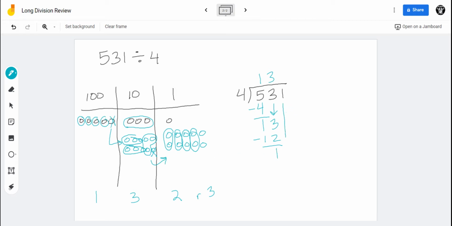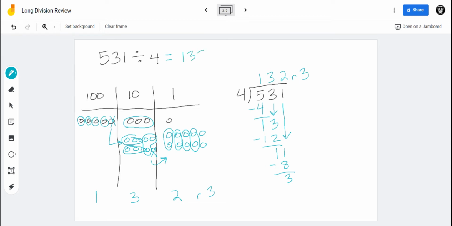So I bring down a 1 right here, and I get an 11. Okay, 4 times 3 would be 12, so I can't do that, but I'll do 2 right there. Okay, 4 times 2 is 8. Subtract, I have 3 left over. My remainder is smaller than my divisor, so I can use it as my remainder, and I end up with a remainder of 3. So same answer both times, 132 remainder 3.